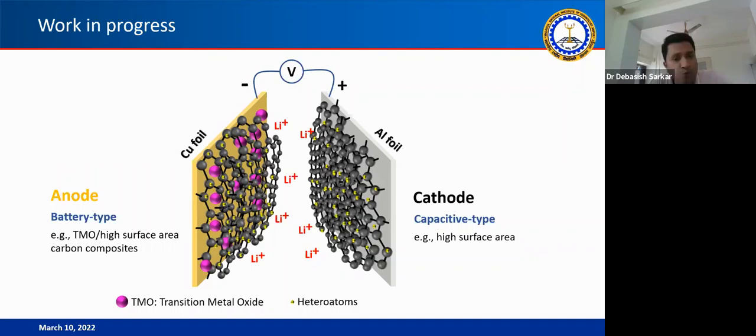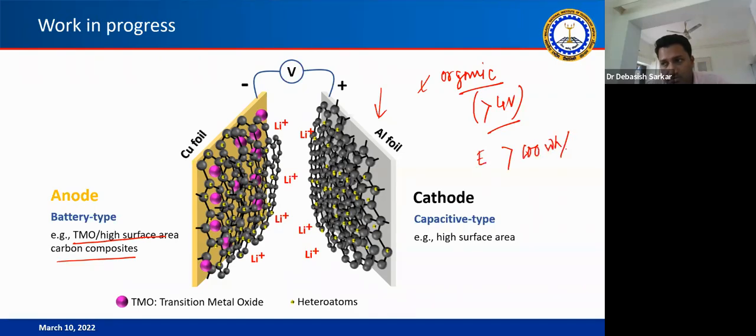However, to further improve their energy density, you can think of making a transition metal oxide and carbon composite, and use it as the battery type anode. So you can use carbon on both sides, but on the anode side, you can make some composite with some transition metal oxides. It's up to you. In this way, you can make a hybrid capacitor, and just by using some organic electrolytes, you can achieve a potential window in excess of 4 volt. That means an increase in energy density to more than 100 watt-hour per kg. So this is our goal, and we are working on that.